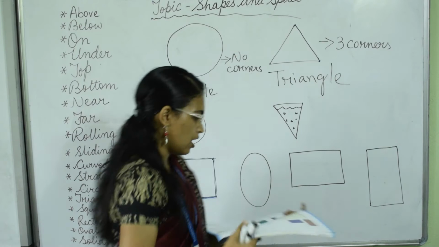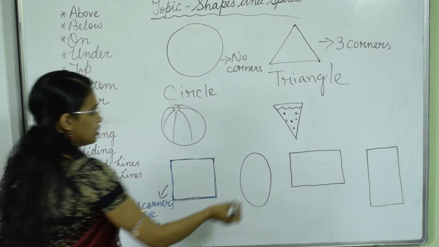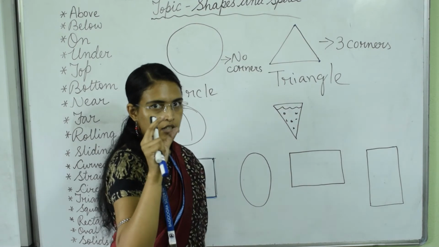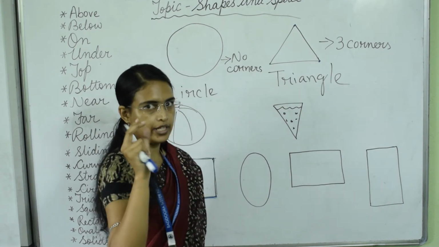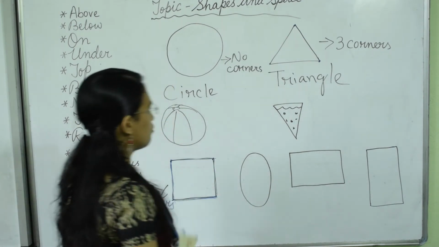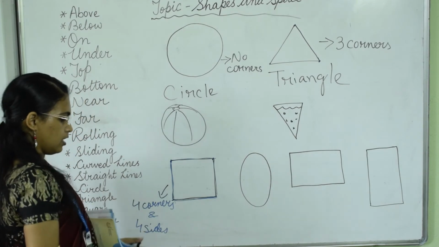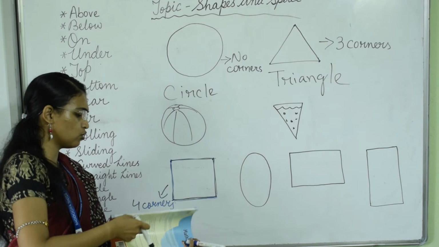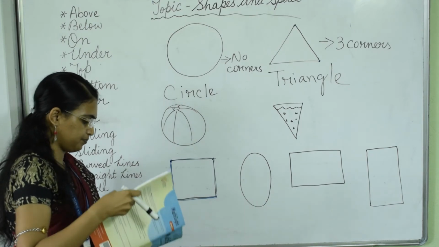Okay, now come to another shape, that is oval. We all have seen eggs. We love to eat eggs, right? So what do eggs look like? Eggs look like an oval. It looks like an oval.